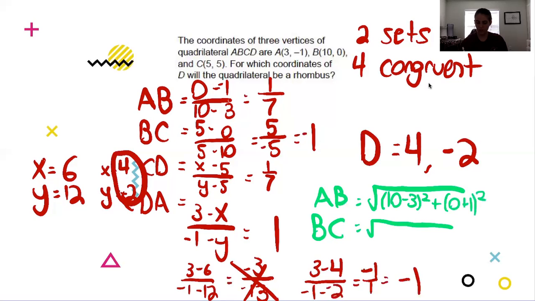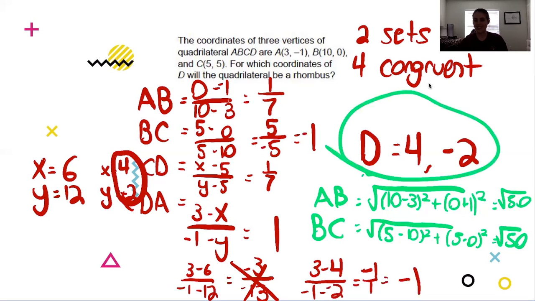Minus -1, which is plus squared. So this top one gives me 49 plus 1, which equals the square root of 50. Down here, I get 25 plus 25, which is the square root of 50. So they are congruent, so I know that this is correct. D would be at (4, -2).